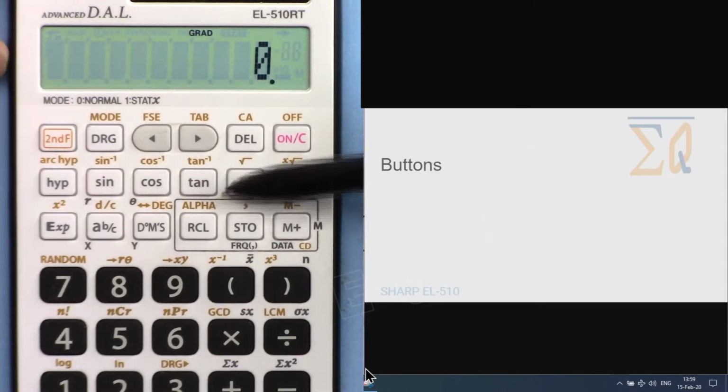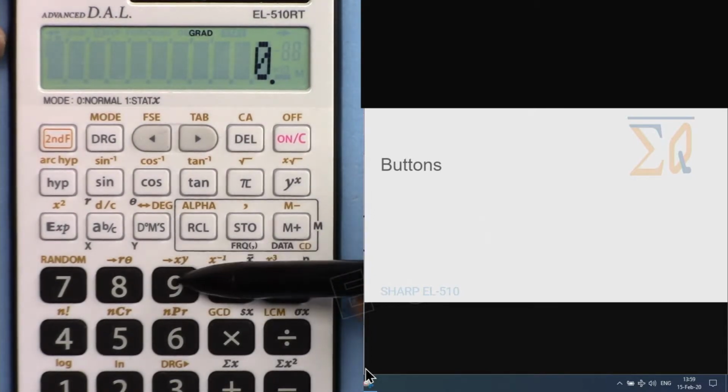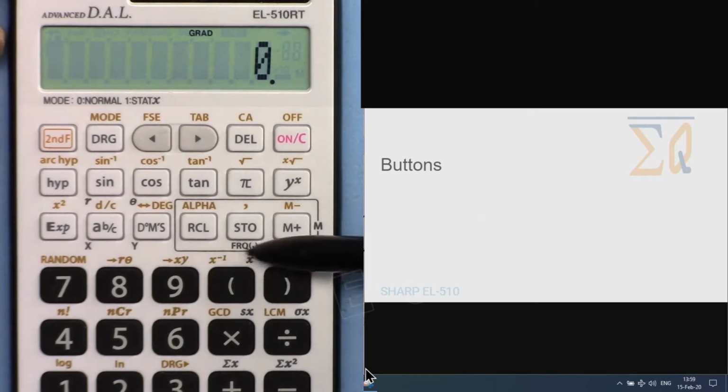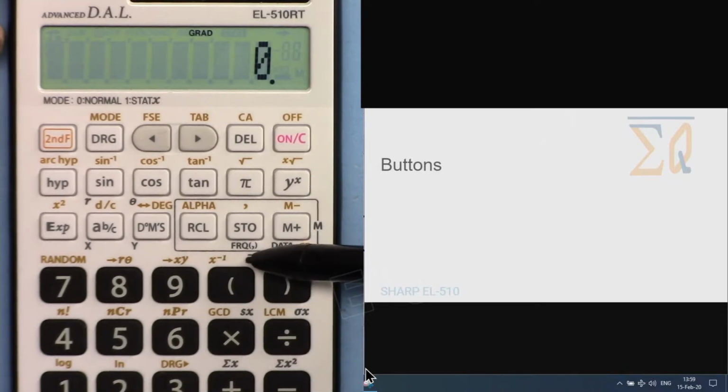Look at the buttons. The buttons have 2 labels. One label is on the face of the button, the other is on the surface, and some of them will have 3 values. For example, here we have closing, and then this value and this value.